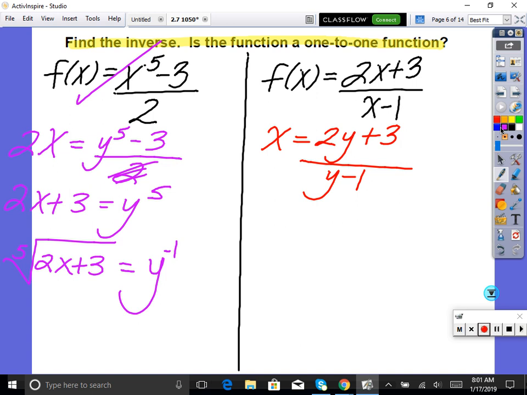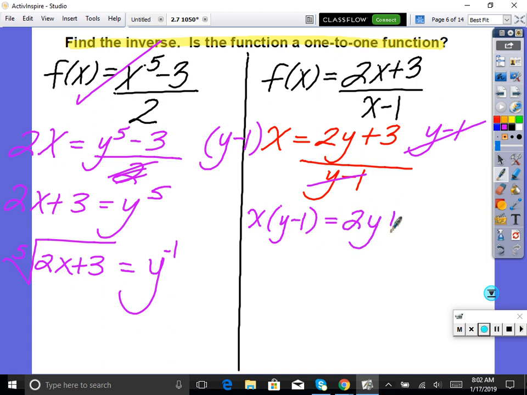Well, we need to get y out of the denominator first of all, right? So how would we get y minus 1 out of the denominator? Yep, times by y minus 1. I've got to use parentheses here. Now it divides out on this side. So look what I have: x times (y minus 1) equals 2y plus 3.